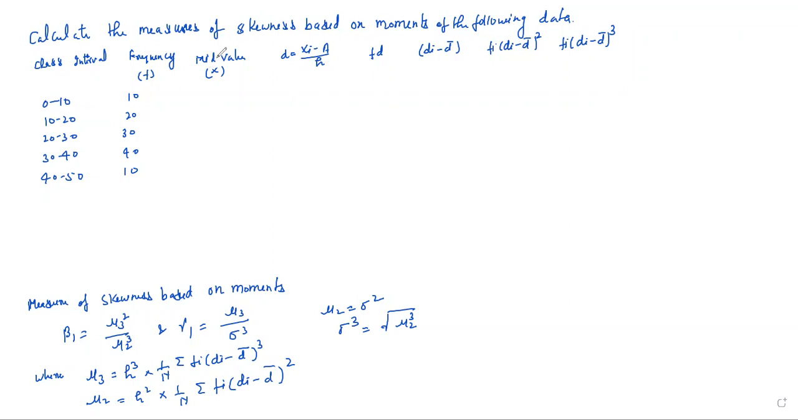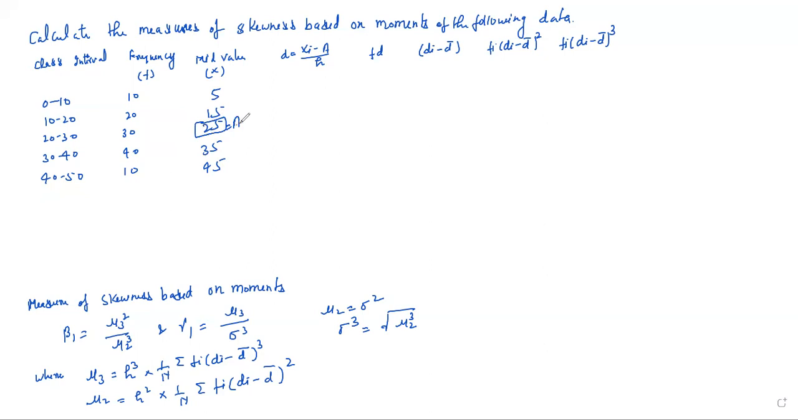So now first find the mid value. 0 plus 10 divided by 2 is 5. 10 plus 20 is 30, divided by 2 is 15. Then 25, 35 and 45. Now we take assumed mean from these values. Here we have five class intervals, so we choose a mid value as assumed mean.